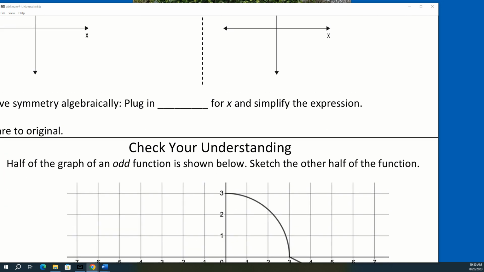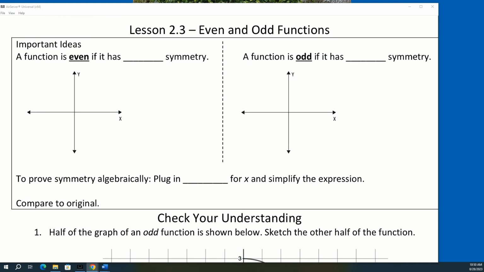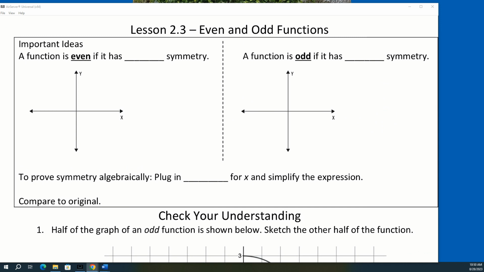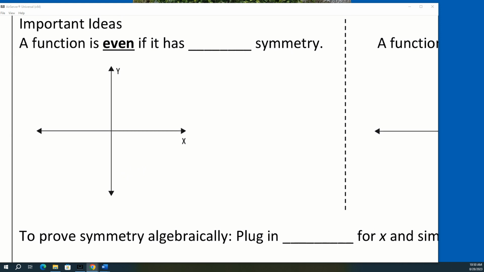Okay, so let's look at the notes on the back. This is important. It's all important, but I wanted you to get a little head start on even and odd functions. So a function is even if it has y-axis symmetry.